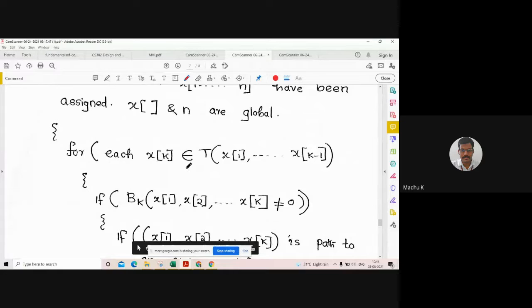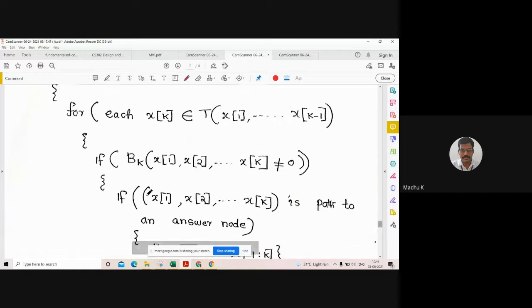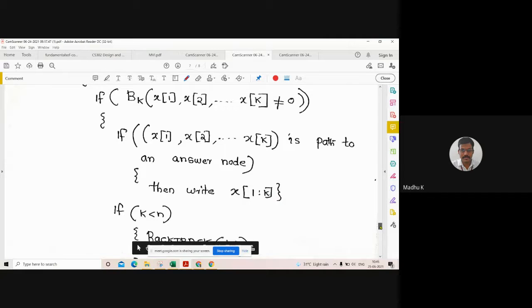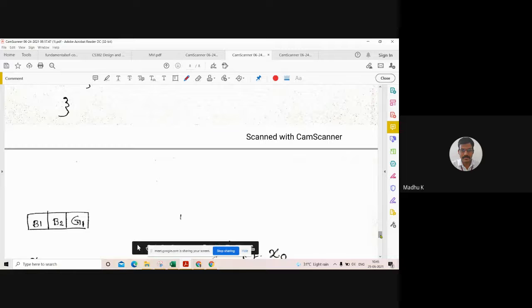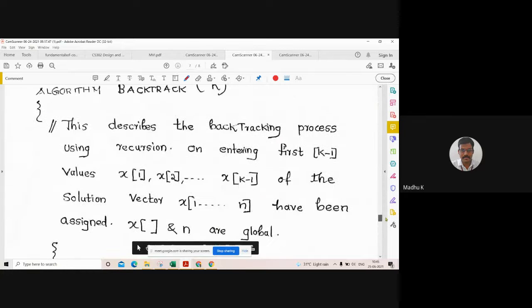For each x of k belonging to T of x of 1, etc., x of k minus 1, first we check if Bk of x1, x2, etc. is not equal to 0, then we add that path to the answer node. This is the basic control abstraction. Then write this: if k is less than n, then backtrack with k plus 1. This is the basic control abstraction of solving a backtrack approach based problem.